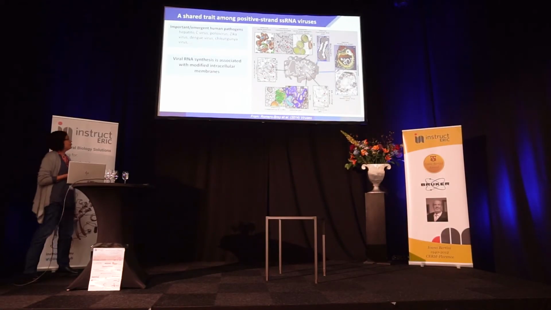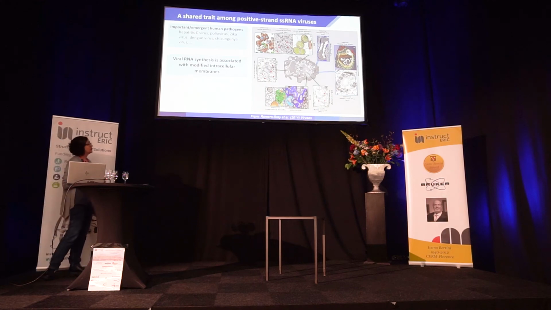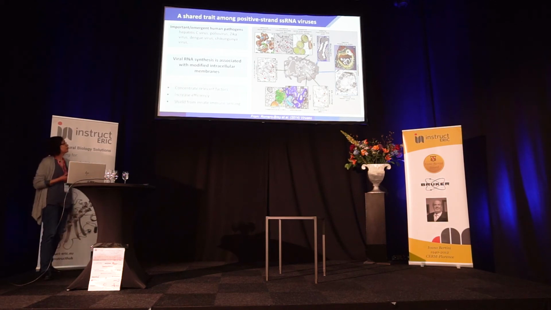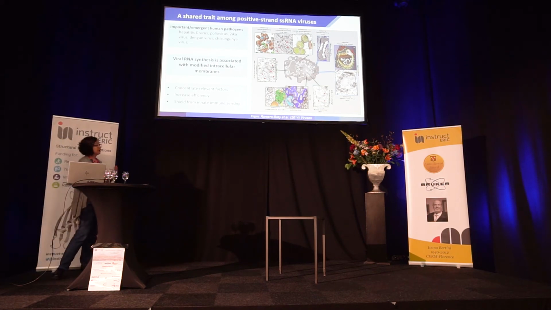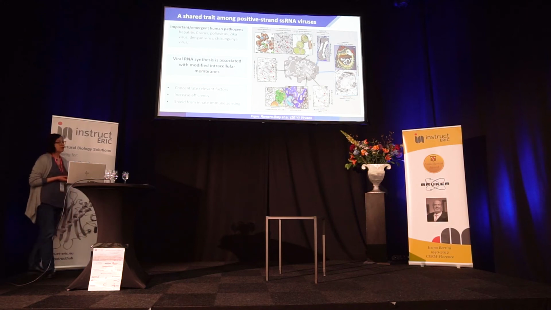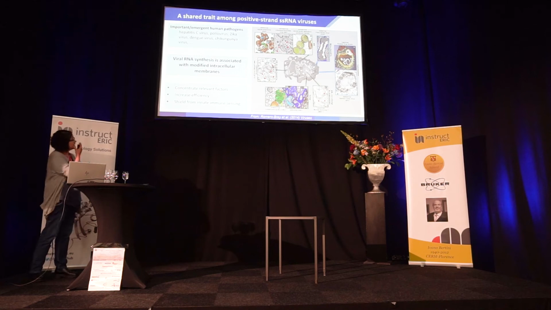So this is a common strategy, to associate viral RNA synthesis with modified intracellular membranes, and this compartmentalization could have a number of advantages. It will help concentrate relevant factors and increase efficiency, but we also think that it's very important that they serve as shields from innate immune sensing, in particular because during viral RNA synthesis, double-stranded RNA intermediates are formed, which are a very strong trigger of the innate immune response.